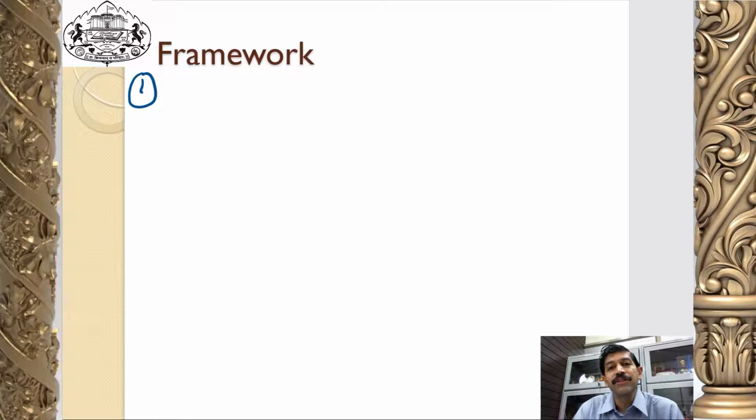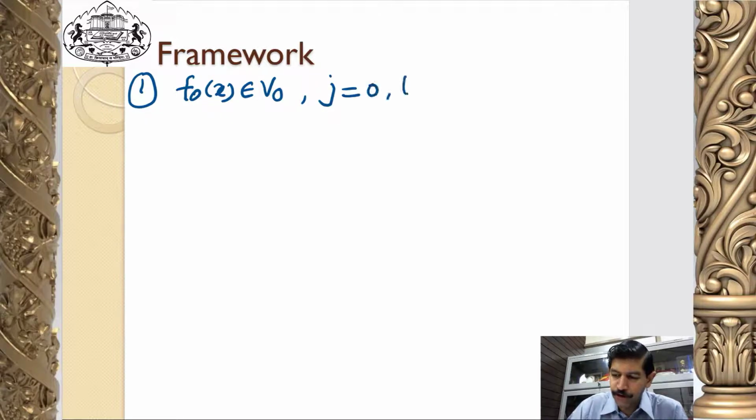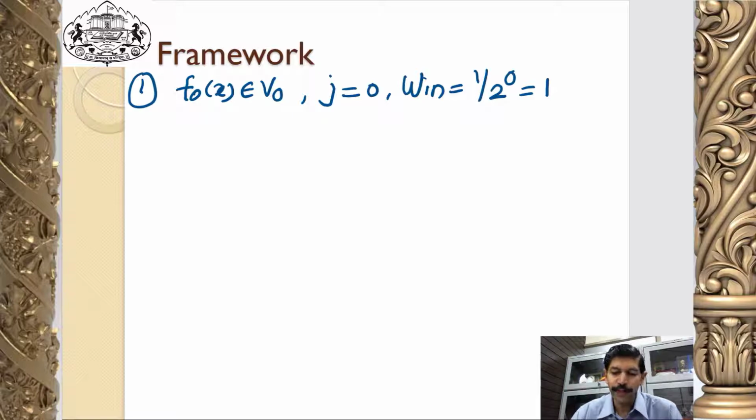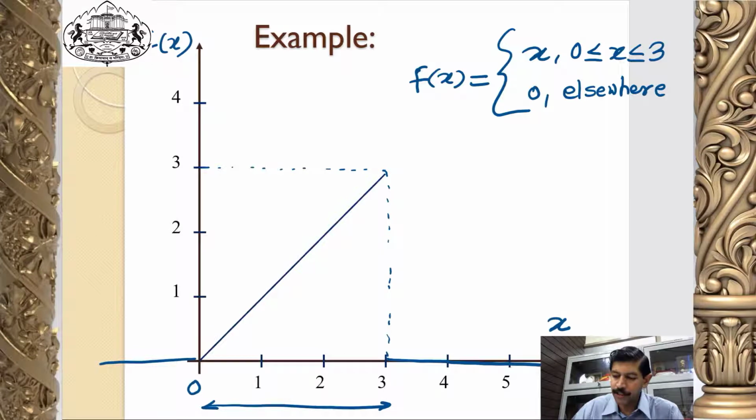Now let's work towards achieving our first objective, and that is to calculate f0 of x, which belongs to v0. So what we are saying is our z is 0. So our window of analysis will be 1 upon 2 raised to z, that is 1 upon 2 raised to 0, that is 1. So our window of analysis is going to be equal to 1. So if we go back to our original signal, our window of analysis will be from 0 to 1, 1 to 2, and then 2 to 3. So we will require k, that is translation, from 0, 1 and 2.